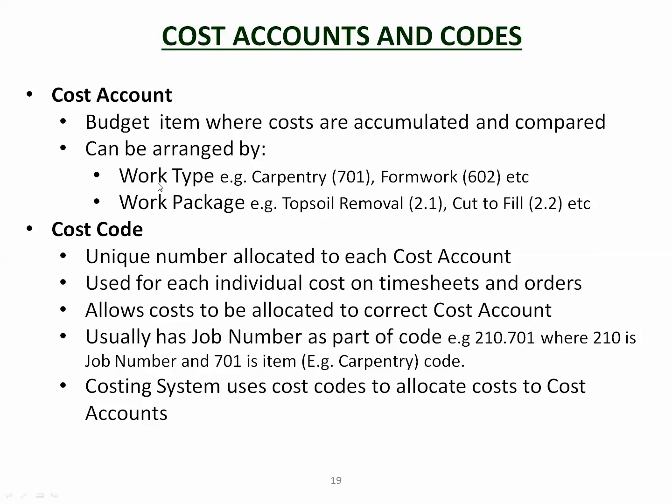So it can be arranged by work type. A lot of companies do it by the type of work. So carpentry, if you were in our class, you would have looked at a cost report which split it down by work items, and their number for carpentry was 701, formwork was 602, and so on. So they're splitting it by the trades, the type of work. Or you can split it by work package, and that's what most projects do. They take it by the work package.